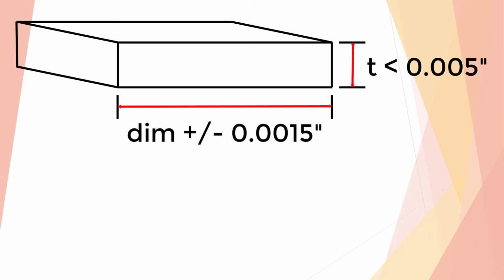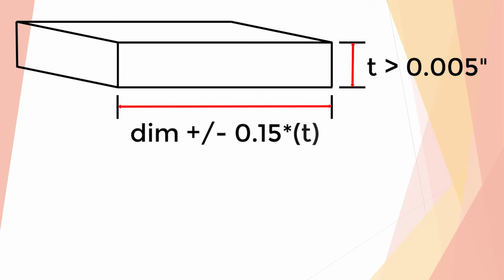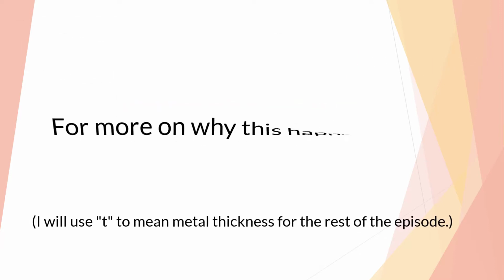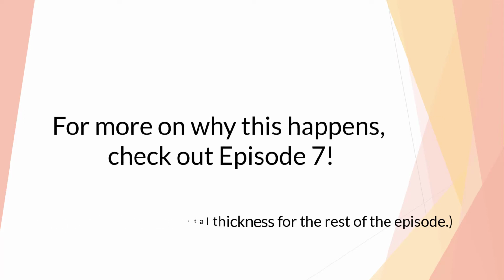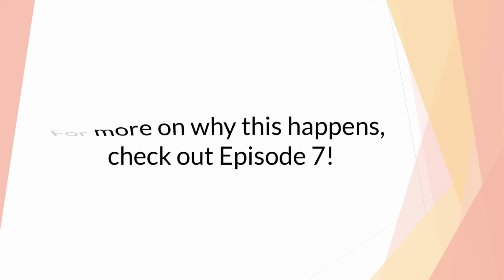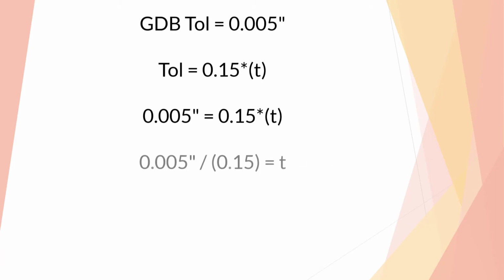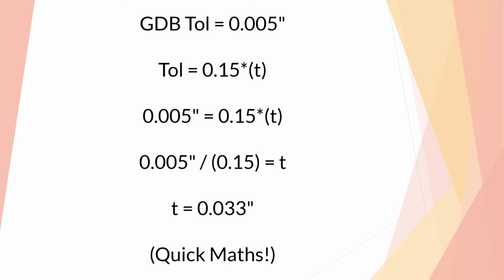For metals up to 0.005 of an inch thick, minimum dimensional tolerances of plus minus 1.5 thousandths are achievable. For metals over 5 thousandths thick, minimum dimensional tolerances should be plus minus 15% of the metal thickness. This is because etching through thicker metal takes more time and thus increases dimensional variability. As a side note, this means that general drawing block tolerances of plus minus 5 thousandths are achievable on metals up to 33 thousandths thick.